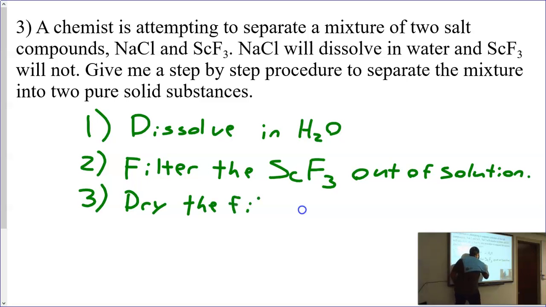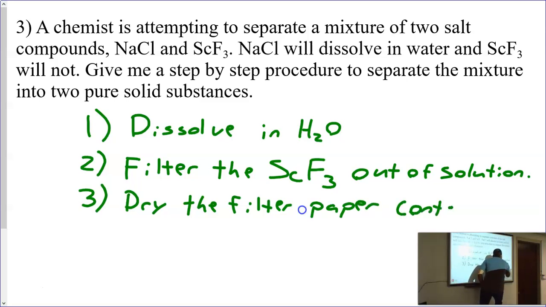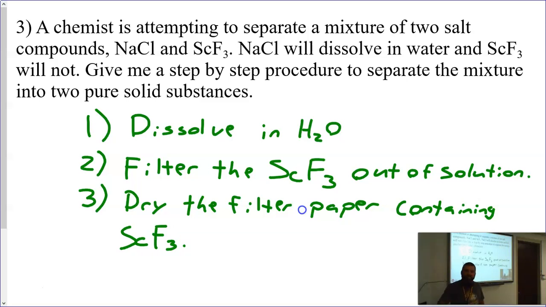the filter paper containing the scandium fluoride. Okay? You can do this in an oven. An oven is an actual chemical lab piece of equipment. Now, obviously, at home you use an oven for cookies and frozen pizza or whatever the heck. But in chemistry, you can use an oven as well. We need to dry samples sometimes. So that's what we'd do.